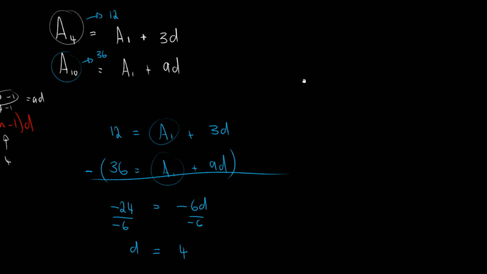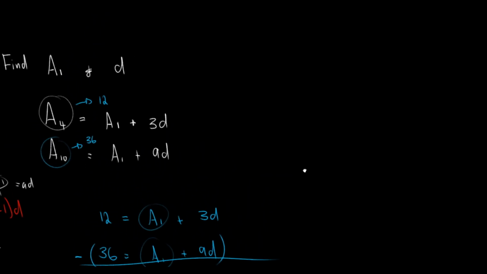So we know that d is 4. So now the question is, find A1. So how do we find A1 now? Well, we can select any formula we want, right? We can select the top one or the bottom one. I'm going to select the top one because the values are easier to compute.